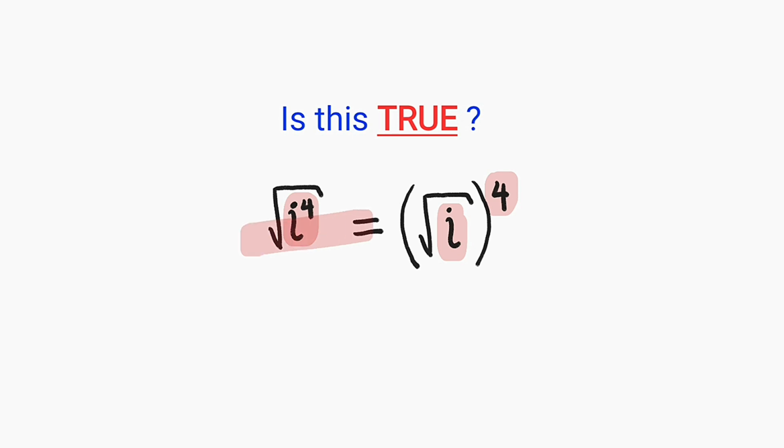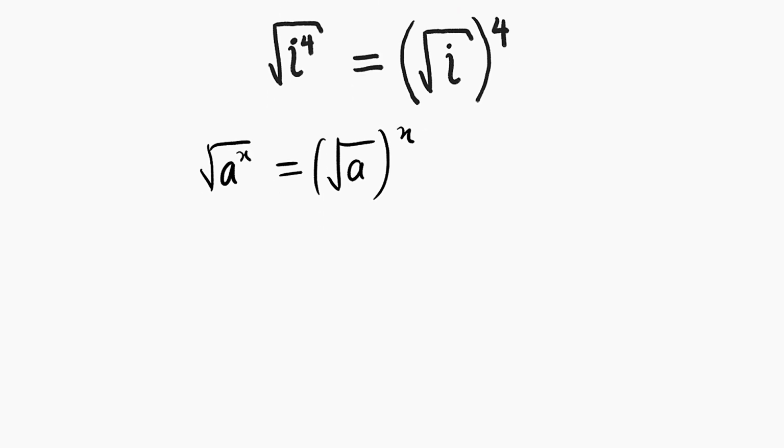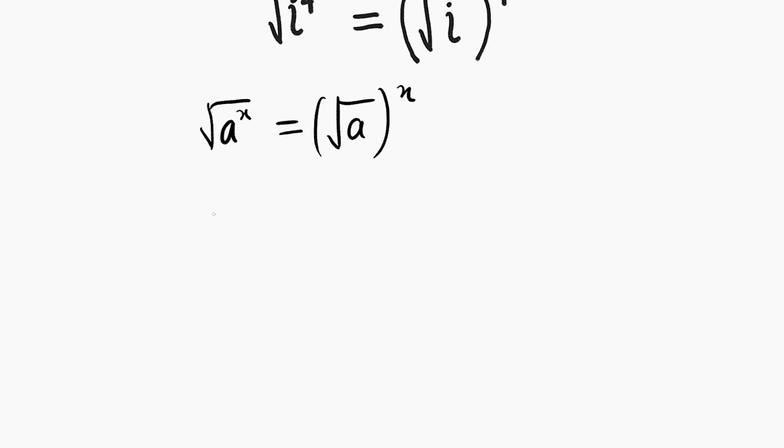Before I start proving whether they are true or not, let us remember this law of indices: if you have the square root of a raised to the power of x, this is always true for the square root of a all raised to the power of x. Remember that the square root can be transformed into an index form, which is 1 over 2. So this is the same thing as a to the power of x raised to the power of 1 over 2. And this is always true because the square root of a is a raised to the power of 1 over 2, but we have another power x.